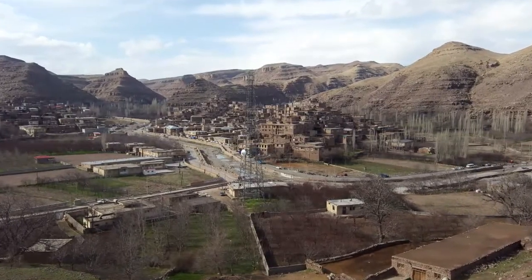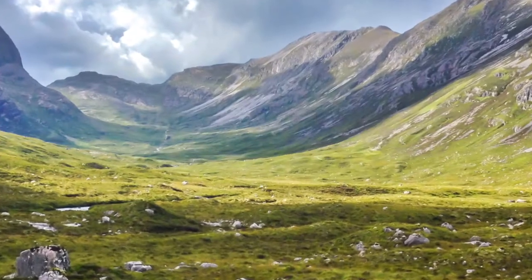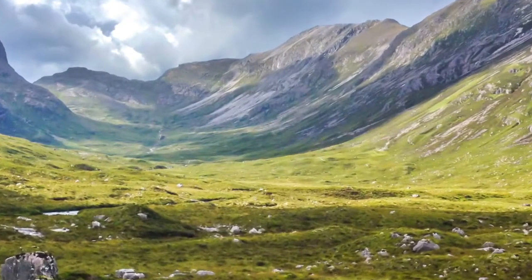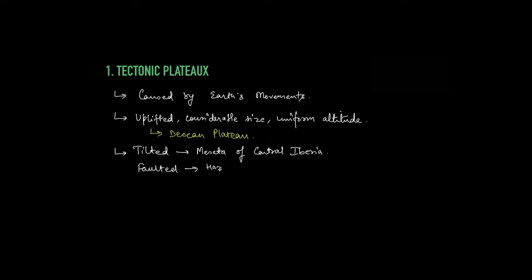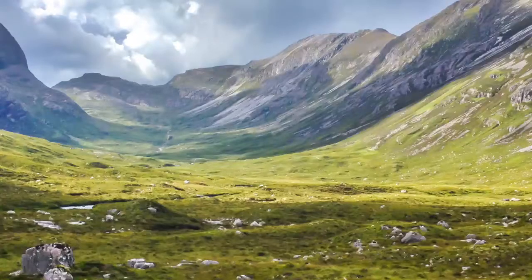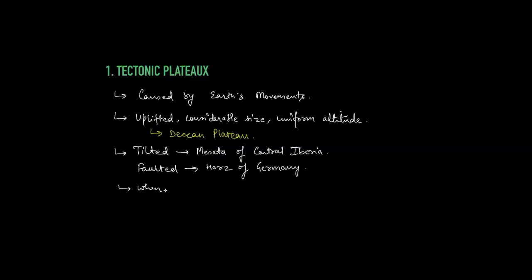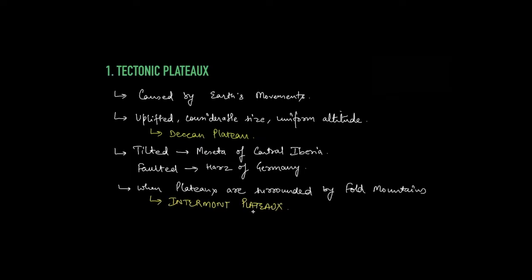But when a tectonic plateau is surrounded by a fold mountain, it becomes an intermont plateau. Examples of tectonic plateaus are the Deccan Plateau in India, which is a continental block, the tilted plateau of Meseta in central Iberia, and the faulted Alps in Germany. Examples of intermont plateaus are the Bolivian plateau, between the ranges of the Andes, which is a fold mountain, and the Tibetan plateau, between the Himalayas and Kunlun. These plateaus are formed over time in places where we have fold mountains.